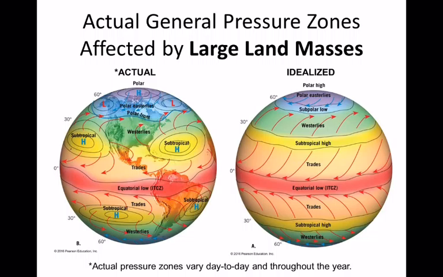Maybe one of my goals when I teach this class is that when the weatherman gets the forecast wrong, you give him a break. I don't know, because it is complicated. It is very complicated. But hopefully you can see the idealized and the differences with the actual. The actual, like I said, takes into consideration the large bodies of water and land masses.